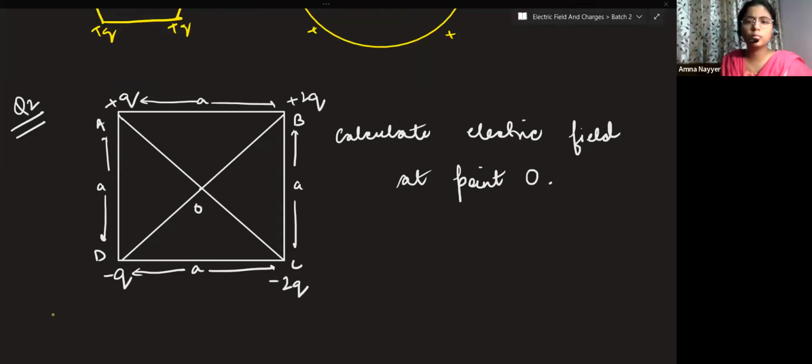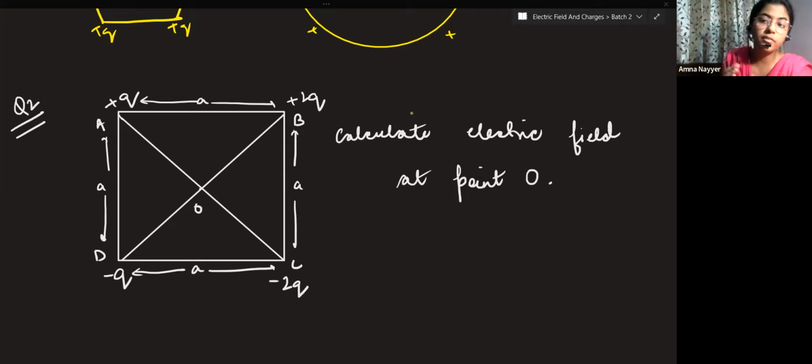All right, I think most of you have tried it yourself. Let's discuss it now. So see electric field at point O. Let's see what the individual electric fields present are. Let us just consider a single point only, the A point only.